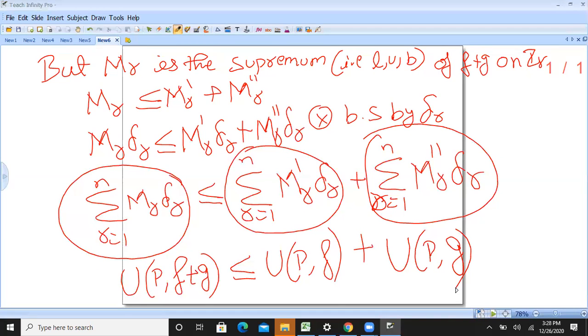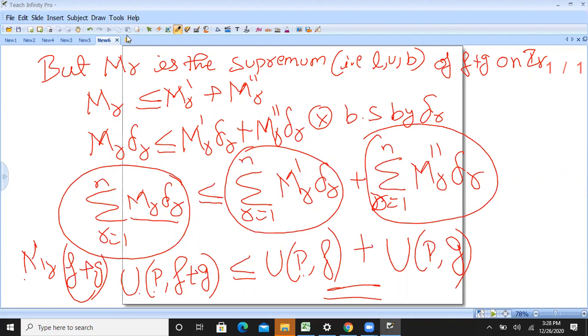So this whole term MR is nothing but f plus g. This P is a partition of that. So U of P comma f plus g is less than or equal to U of P comma f plus U of P comma g. This is your first expression. Next term we'll explain in the next slide.